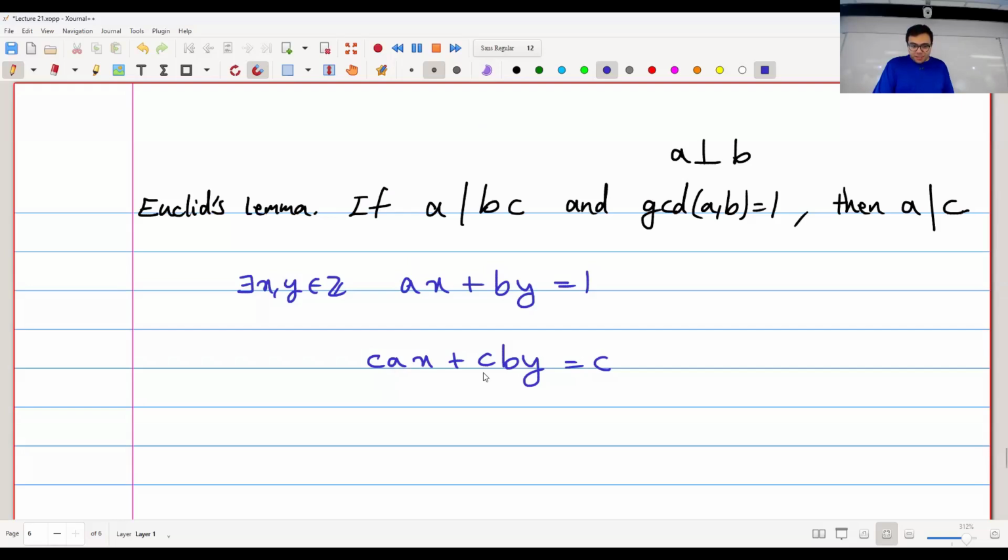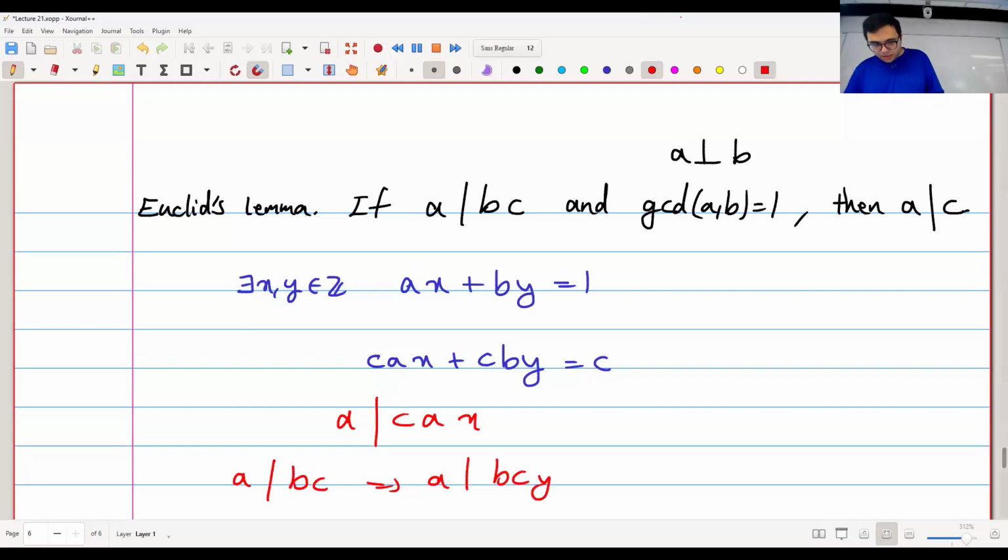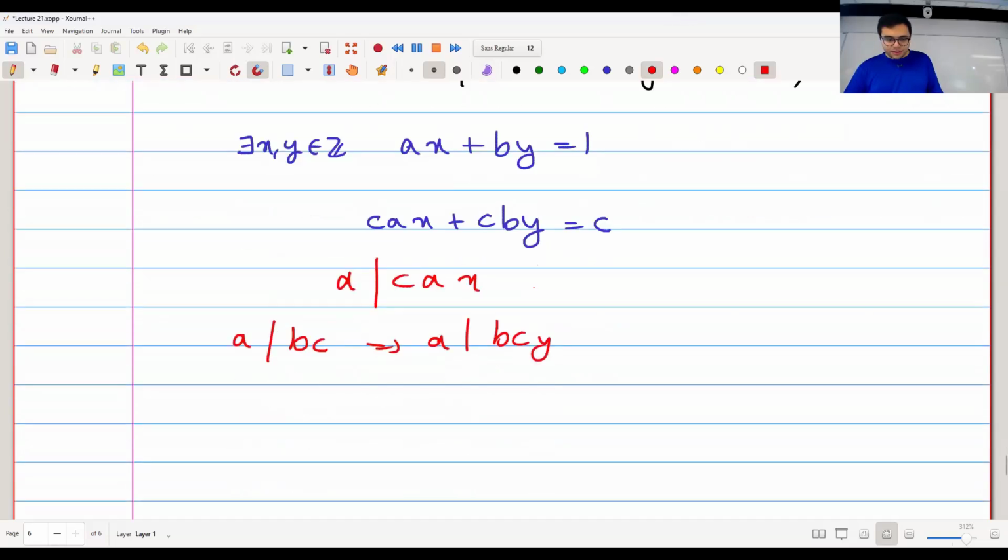This one is definitely a multiple of A. But look at this one. This one has BC in it, and I was assuming that A is a divisor of BC. So this one is also a multiple of A. So C has to be a multiple of A. Okay. So A divides CAX because it has A in it, of course. And then because A divides BC, then A divides BCY. So A divides the sum of them. A divides CAX plus CBY, which is just C.